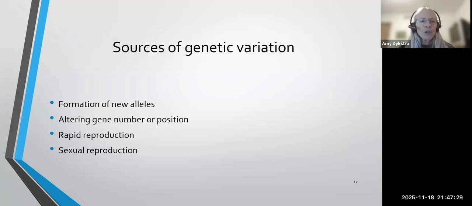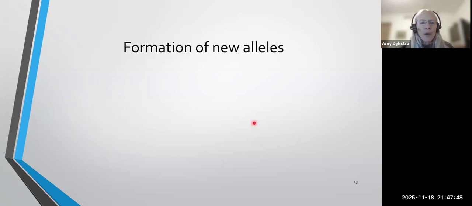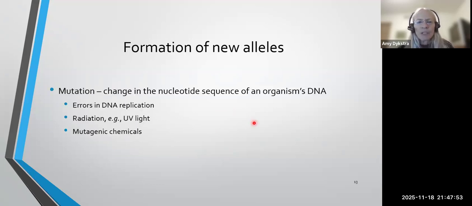Okay, so how do populations become different from each other? There are four main mechanisms that can produce genetic variation within a population. So we will look at each of these in turn. First, we'll look at formation of new alleles. The main way that new alleles are formed is by mutation. So many people would say that mutation is the source of the raw material that evolution acts on. So mutation is defined as a change in the nucleotide sequence of an organism's DNA.